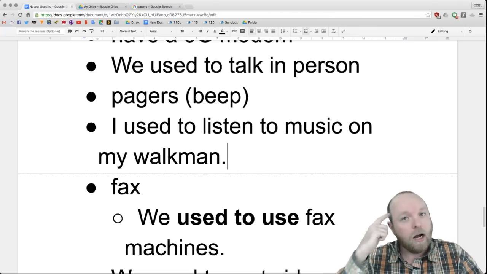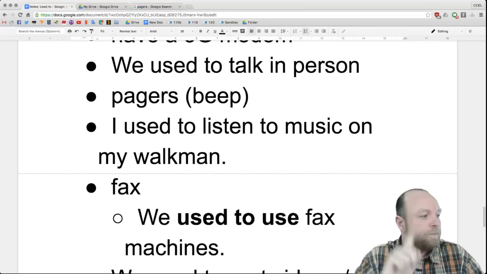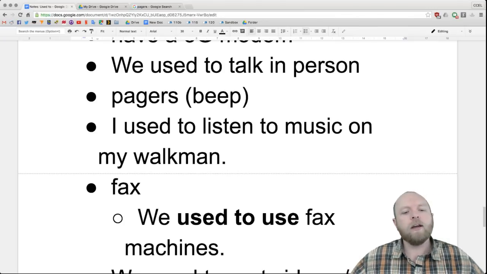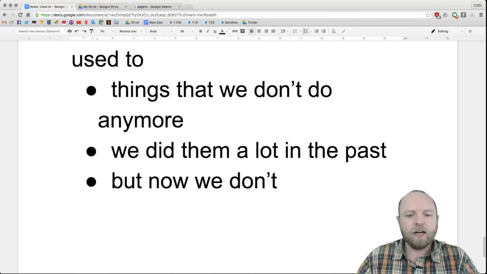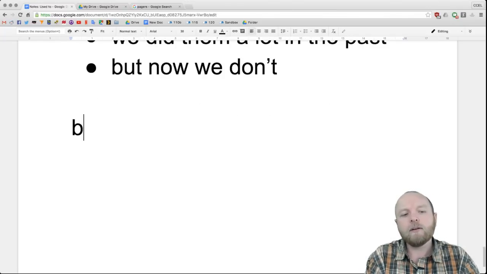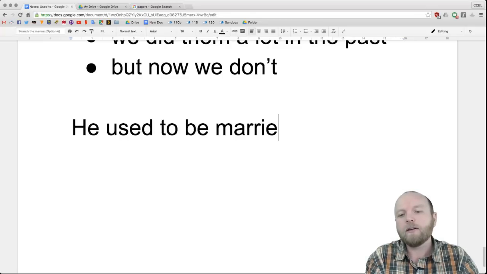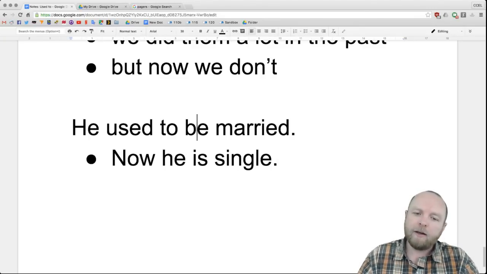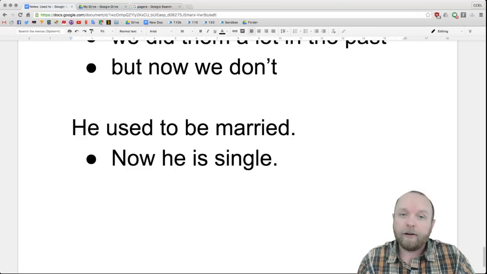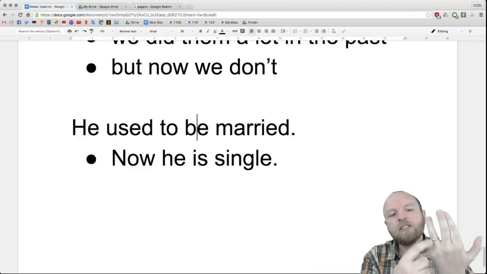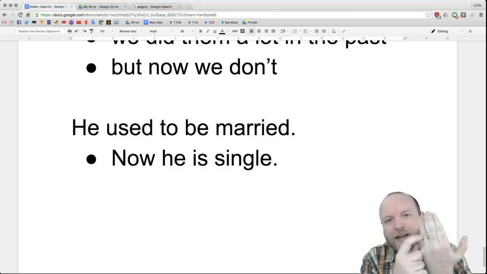Kaio, I used to wear a cap, because it's countable. It's one. Very, very good. You used to get married, but be careful, Rosie. Maybe don't say get married, you say be married, okay? So example, he used to be married, okay? What does this mean? Well, this means now he is single. Not get married. Get married means become married. Wedding. No. Used to is be married, okay?